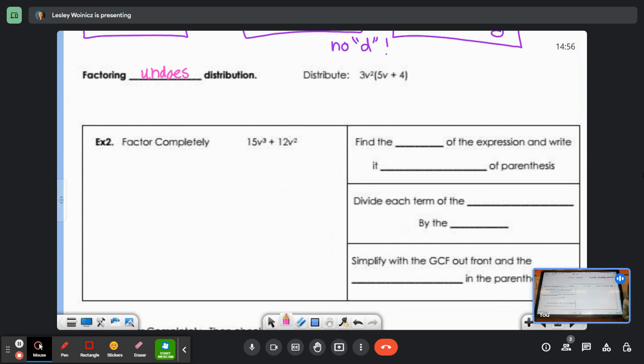If you had to pick one of our 4 operations, adding, subtracting, multiplying, or dividing, which of those does distribution do? Multiplying. So distribution, we multiply. So if this is multiplying, what do you think undoes it? Yeah, so in factoring, we're going to have to divide.